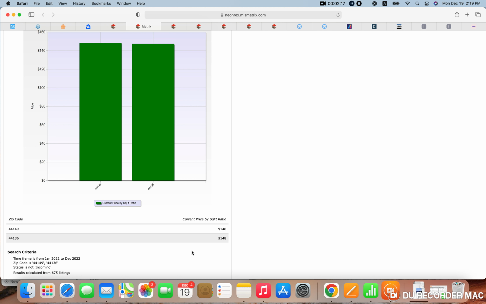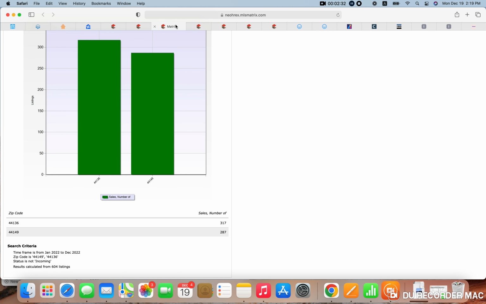And as you can see, the west side and the east side of Strongsville are actually at the exact same price at $148 per square foot. So no clear winner there, as you can see.